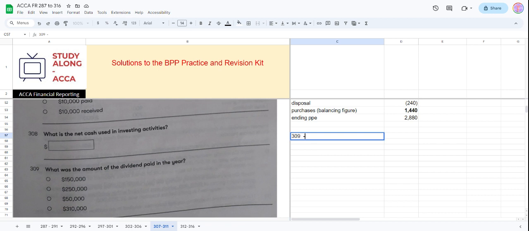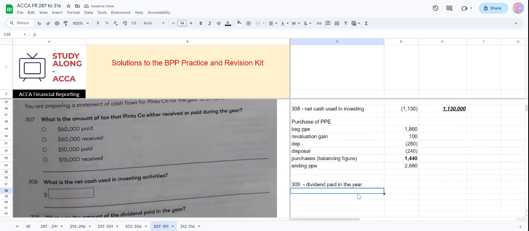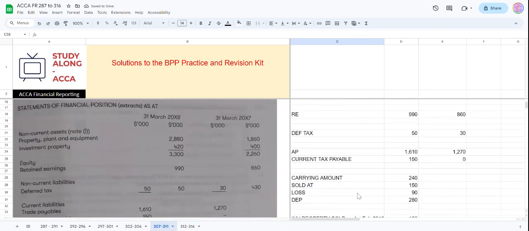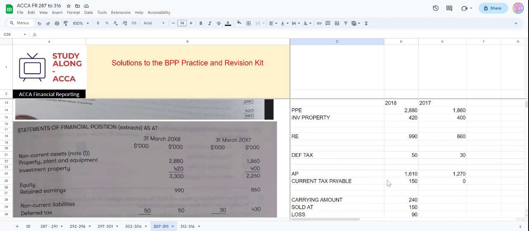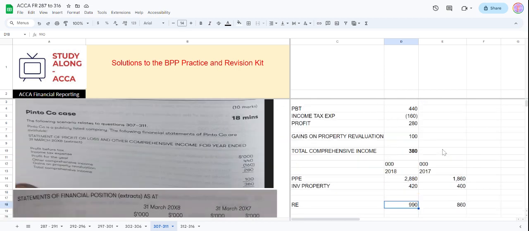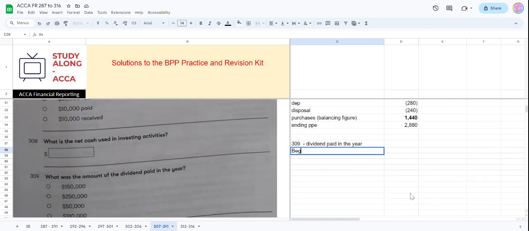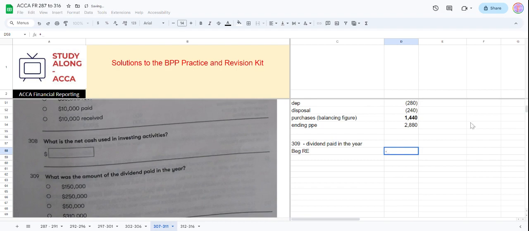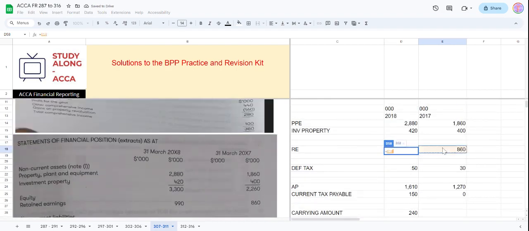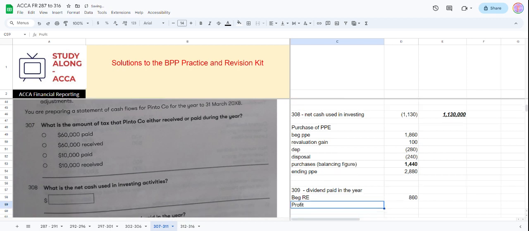309. What it is asking is the dividend paid in the year. So how much dividend did we pay? Okay, let's look at the balance sheet. Do we have any information regarding this? You see that our retained earnings was 860. It has become 990 now, and the current year profit is 280. So if we prepare the statement calculating the retained earnings, we take the beginning retained earnings, right? Our beginning retained earnings is 860. We take the profit for the year.